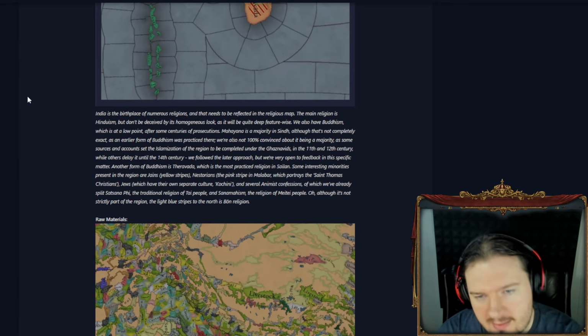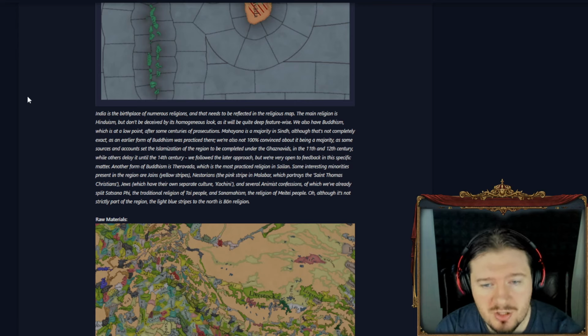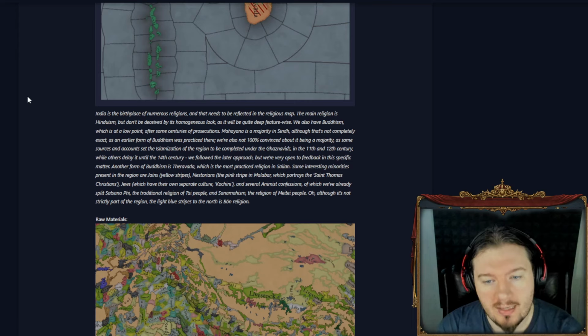India is the birthplace of numerous religions, and that needs to be reflected in the religious map. The main religion is Hinduism, but don't be deceived by its homogeneous look, as it will be quite deep feature-wise. We also have Buddhism, which is at a low point after some centuries of persecutions.